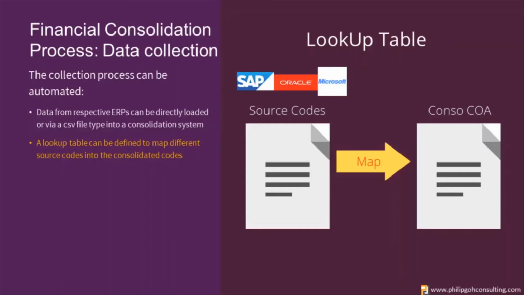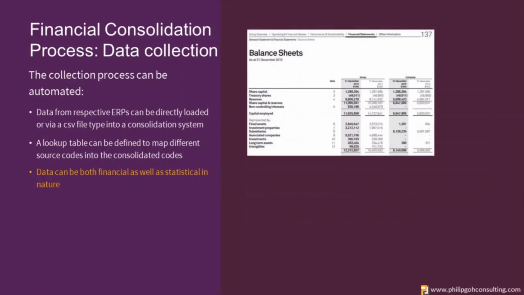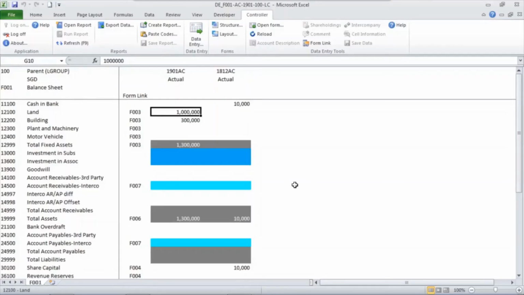Next, data can consist of both financial as well as statistical. So long as these data are captured alongside in a CSV file, it will be imported in to produce the required reports and statements. Data can also be supplemented by directly entering into the system. In the earlier video, we saw how we can import data from a CSV. We may not always have a CSV file to import. Hence, we must also be able to manually enter the data.